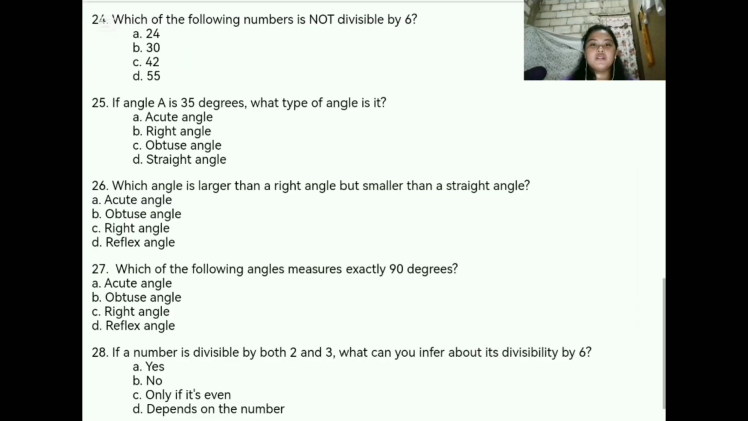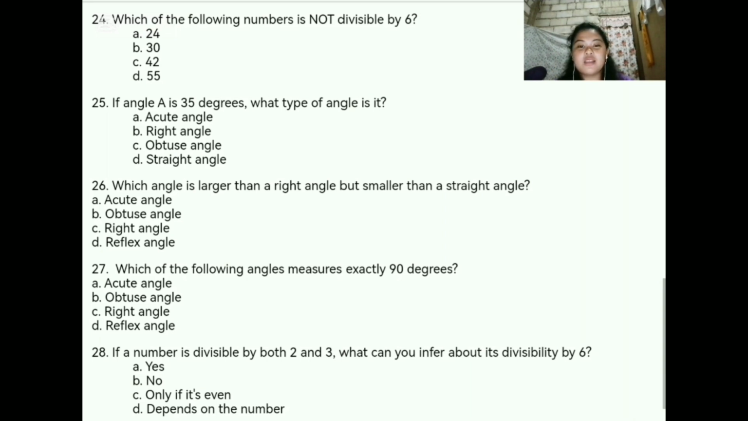And that's all. Okay, let's now proceed to number 24. So, which of the following numbers is not divisible by 6? A. 24, B. 30, C. 42, or D. 55. So, the correct answer for this number is letter D, 55. So, let's rationalize first the options.